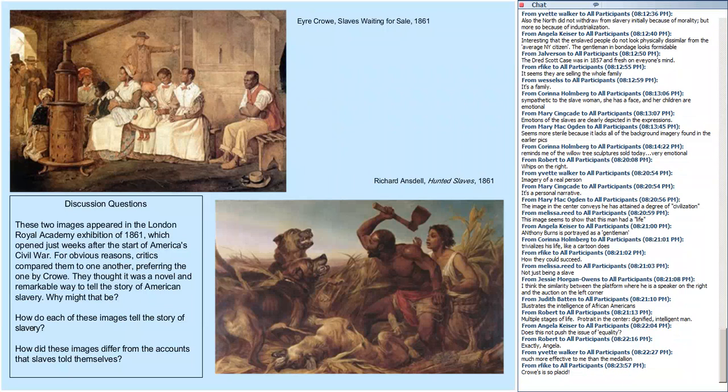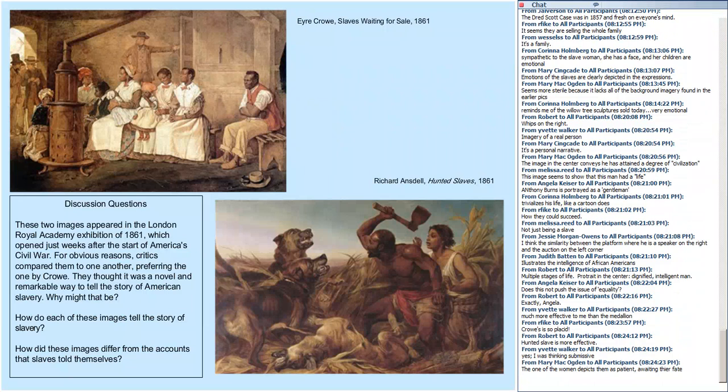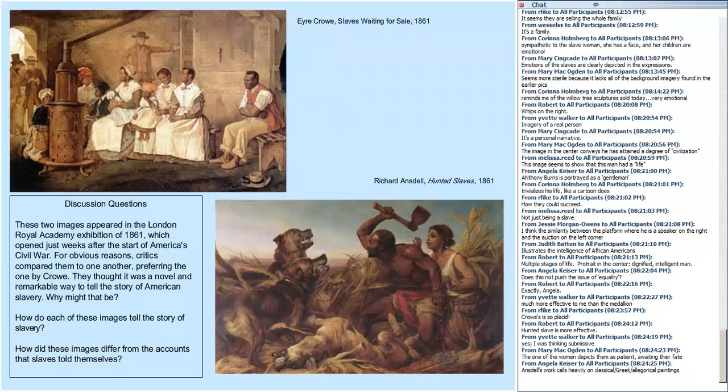Okay. Crowe's picture is so placid. Good word for it, placid. In sharp contrast to Ansdell's picture, Hunted Slaves is more effective. We're going back to the issue of effectiveness once again. Submissive, I would imagine the submissive one is the Crowe picture. Okay. Women are awaiting their fate. Ansdell's work calls heavily on classical Greek allegorical painting, yes. And again, in my response on the Ansdell picture, those are formidable people, once again. Peaceful versus chaotic. Lots of comments on the tone of the pictures.